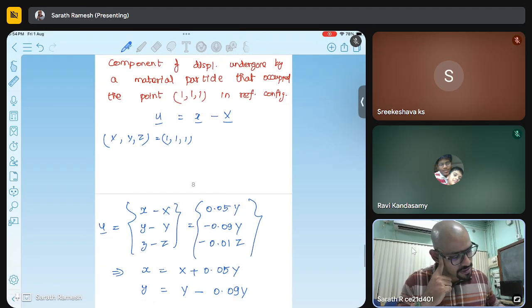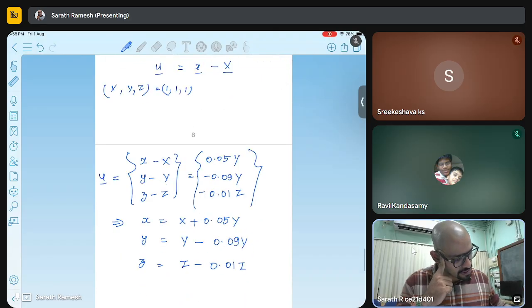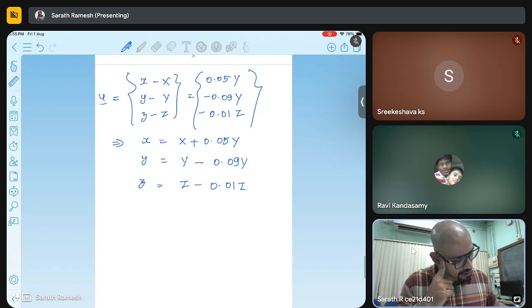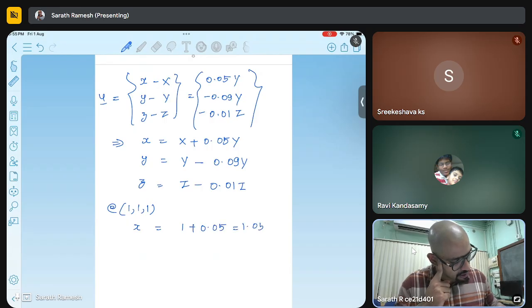Now capital X, capital Y, capital Z is given as 1, 1, 1. So let's substitute it back here. Add 1, 1, 1. Small x is equal to 1 plus 0.05, which is 1.05, and y is equal to 1 minus 0.09.